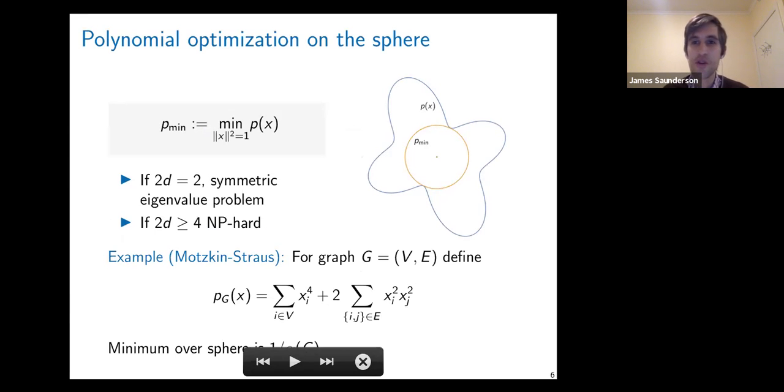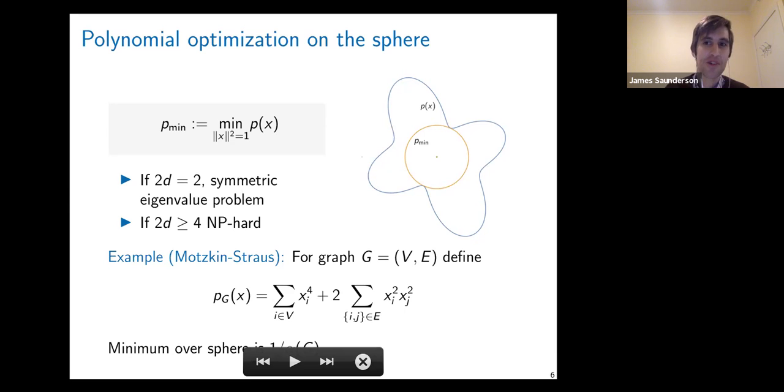So I'm going to give you a form P, and we're going to try to find its minimum value over the unit sphere. This weird plot on the right is meant to be a polar plot of the values of a polynomial on the unit circle. And you can see there's some minimum value here denoted P. If the degree is 2, this is easy. It's a symmetric eigenvalue problem. But if the degree is at least 4, then in general these problems can be hard. It's a very rich class of optimization problems.